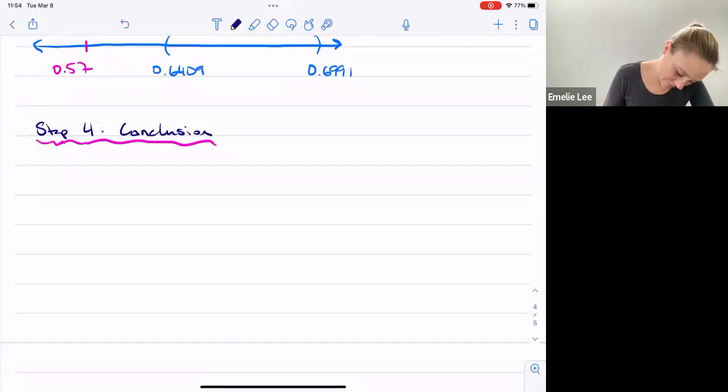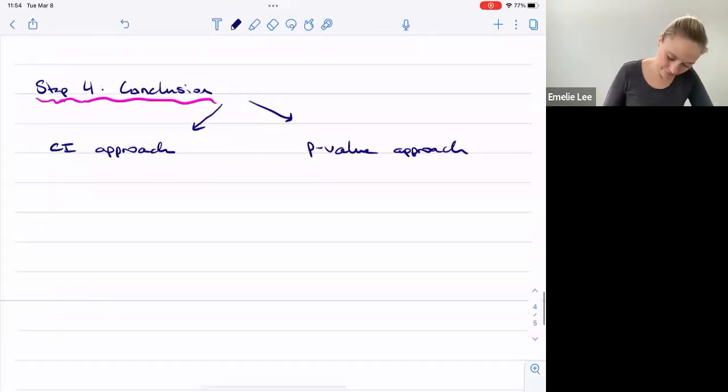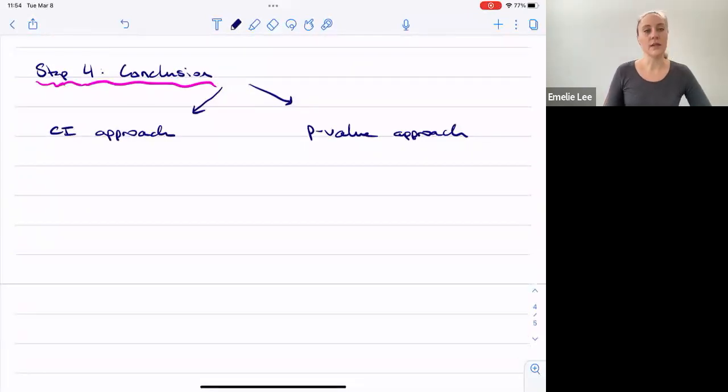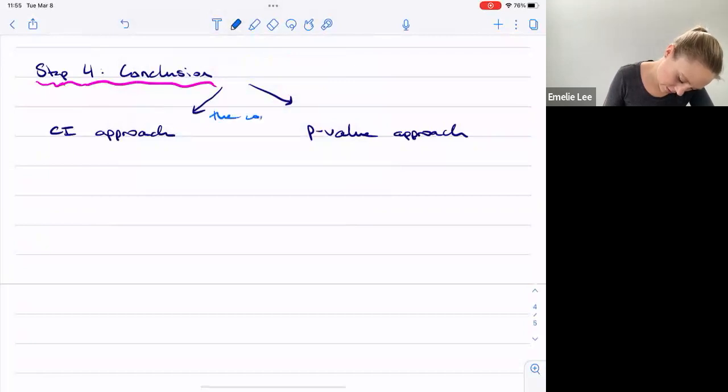So in the confidence interval approach, maybe I should have it set up the same way that I did before. So I can do a confidence interval approach, or I can have the p-value approach. Either way, the conclusion is going to have 3 parts. The conclusion will have 3 parts.